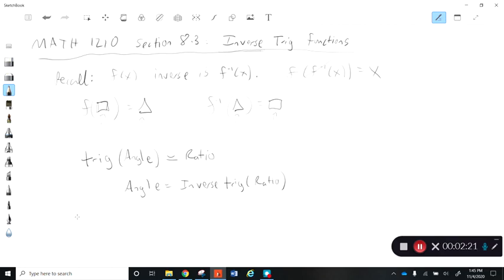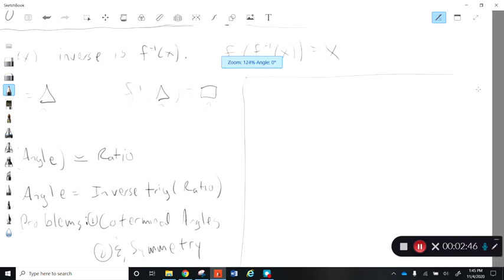But we have some problems. The two problems I want to talk about today are coterminal angles and symmetry. Let's call those 1 and 2. So let's move over here. First, 1, coterminal angles. Remember what coterminal angles are. They're angles that have the same terminal point on the unit circle.